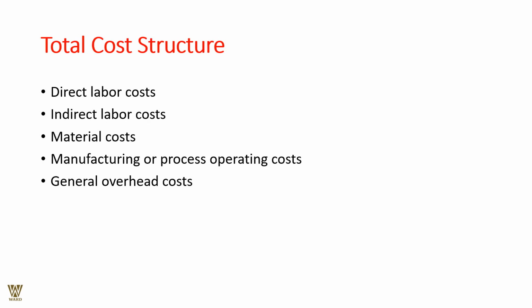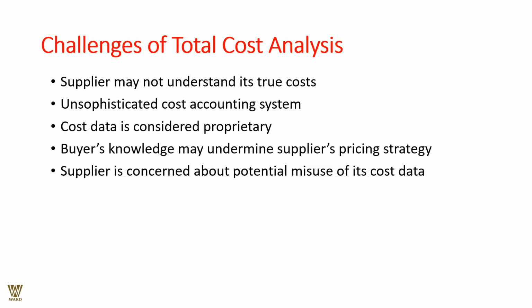Now talking about total cost structure: the direct labor cost, the indirect labor cost, material cost, manufacturing process operating cost, and the general overhead cost, we are looking into it. The direct labor cost, how is it involved? Indirect labor cost, the material cost, the manufacturing cost, or the processes operating around here.